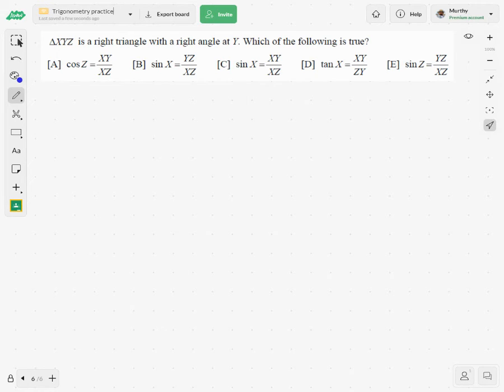But here, I don't know which is the opposite side, which is the adjacent side, which is the hypotenuse. In such a case, you have to visualize. Therefore, you better draw a diagram. So let me draw a right triangle. So here is 90 degrees.